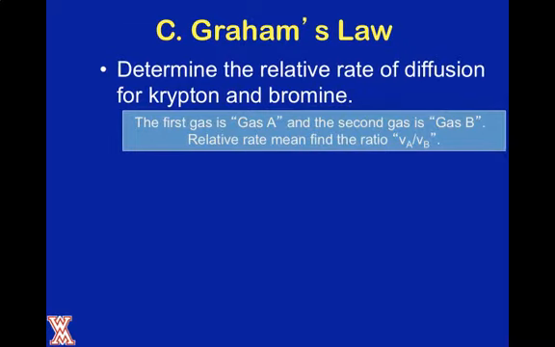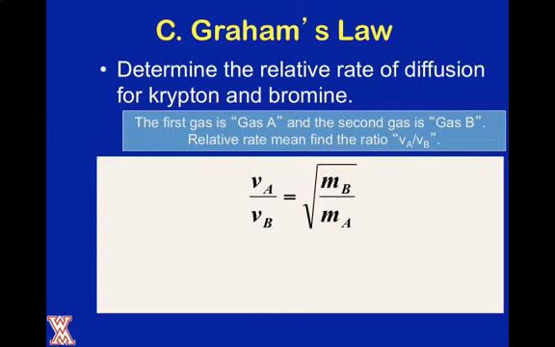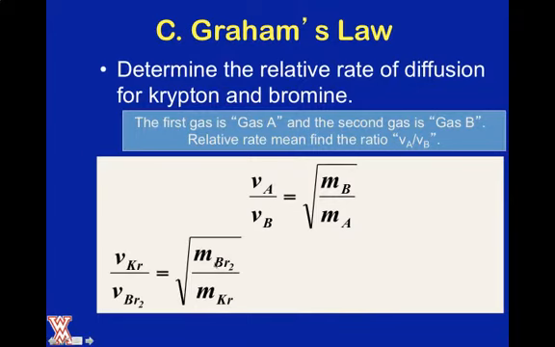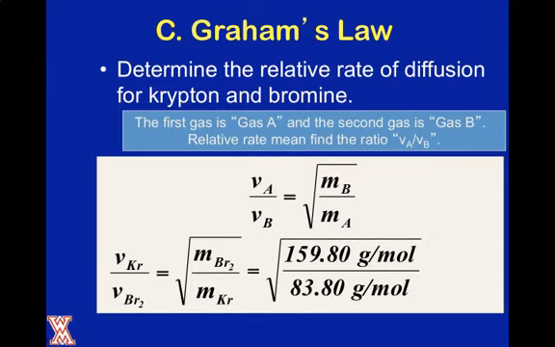Determine the relative rate of diffusion for krypton and bromine. The first gas we're going to say is gas A, and the second gas is gas B, and we're going to plug it into Graham's law. So we take the mass of bromine. Remember, bromine's a diatomic gas. Its mass in the monatomic form is 79.4 something, over the molar mass of krypton, which is a monatomic gas, 83.80.